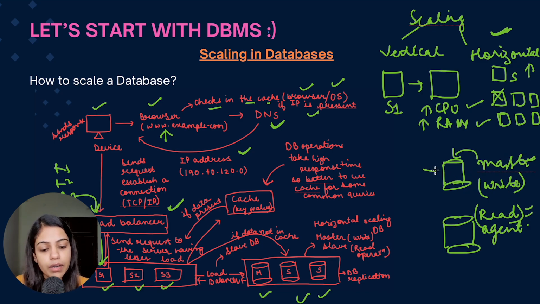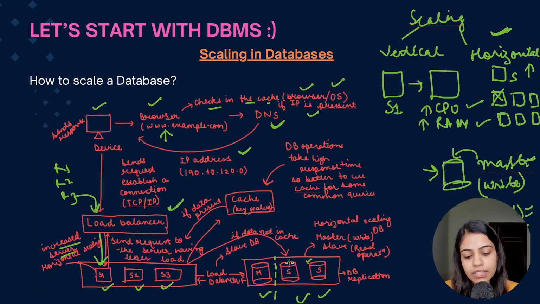Now there is only one master database which is present in the scalable system, but there could be multiple slave databases or the agent databases. So here we have one master database and then there are two slave databases. Now what happens if this particular master database crashes? There are certain algorithms which make one of the slave databases the master database whenever there is a crash in the master database.